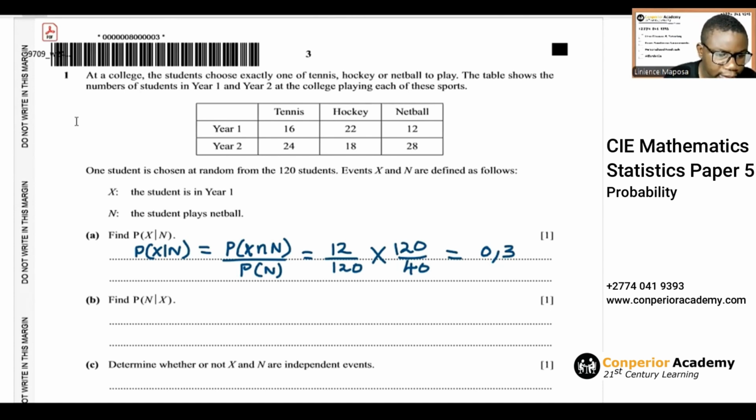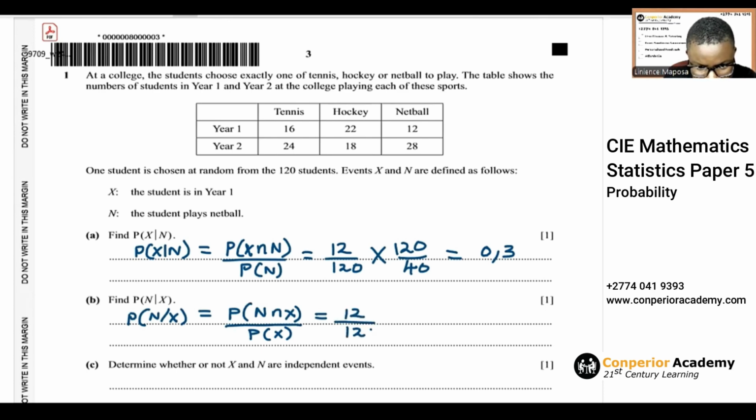Okay, the next question says, find the probability of N given X. We have just changed N and X here. So we're saying the probability of N given X. So this will be the probability, once again, of N intersection X divided by the given probability of X, which will be, again, the intersection remains the same. So obviously this is remaining 12 over 120 multiplied by, now I need the probability of X.